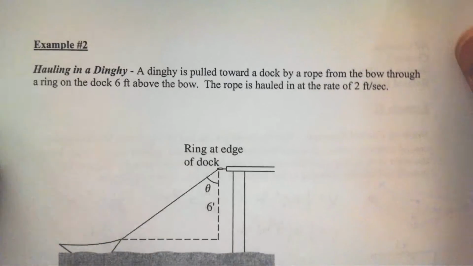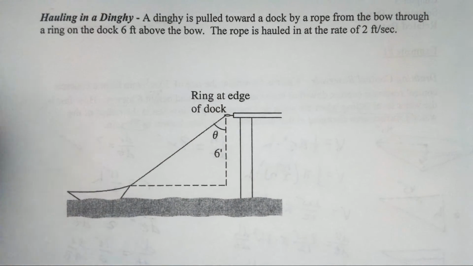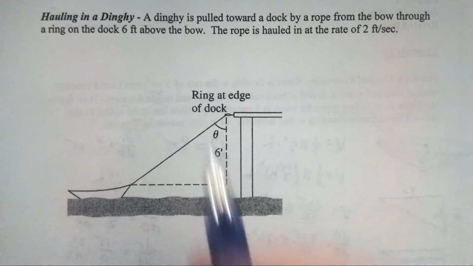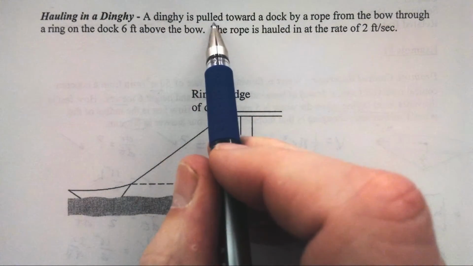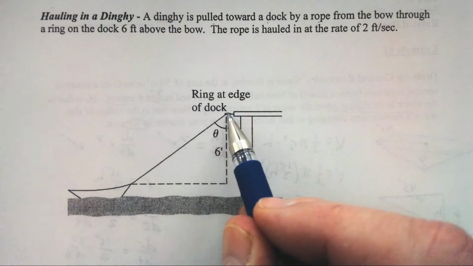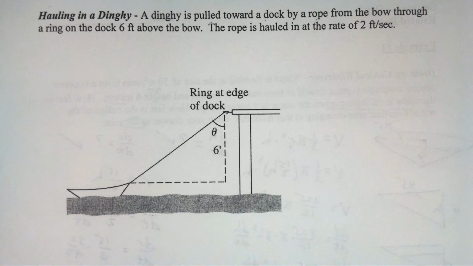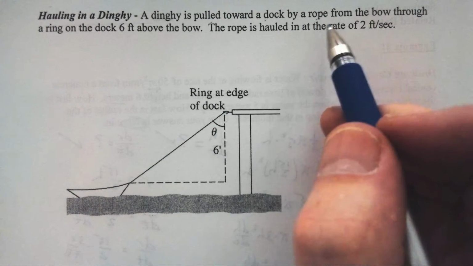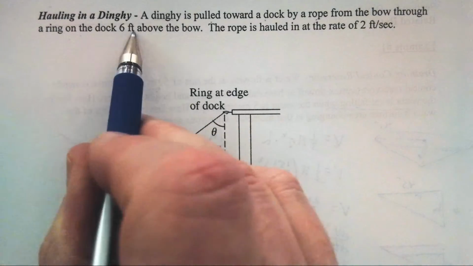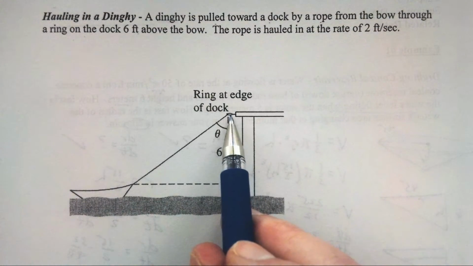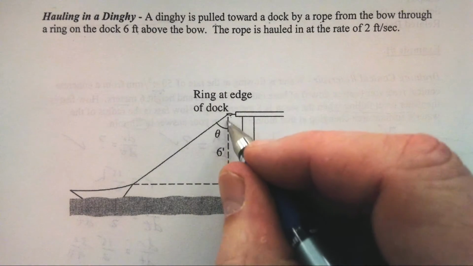All right, let's take a look at example number 2. This is a really, really common type problem, as is the one before, but again, there were a couple of little pitfalls put in the directions to trip us up. We've got this dinghy, this little boat, pulled toward a dock by a rope from the bow through a ring on the dock 6 feet above. So this 6 is going to be constant.